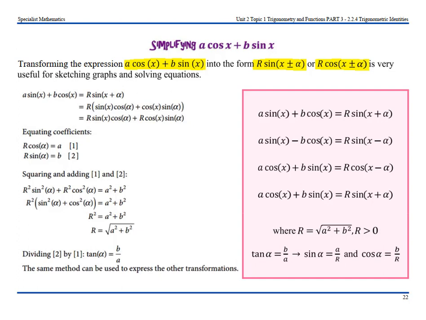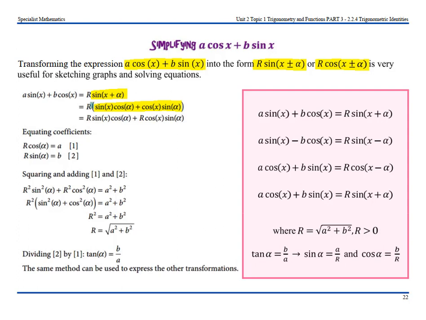Now, let's start with a sine of x plus b cos of x. We want to write it in the form of r sine of x plus alpha. Just choose one; you could write it in the form of r cos of x plus alpha if you want. But let's go for r sine of x plus alpha. Now, that sine of x plus alpha, we can use our sum and difference identities to expand that out. So looking at a formula sheet, I can rewrite sine of x plus alpha as sine x cos alpha plus cos x sine alpha.